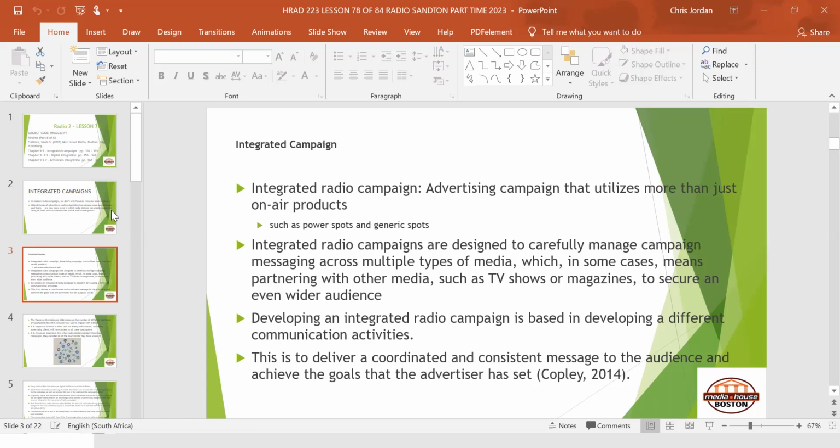All right. Integrated radio campaigns are designed to carefully manage campaign messaging across multiple types of media, including, well, there's TV, there's magazines, whatever it is.